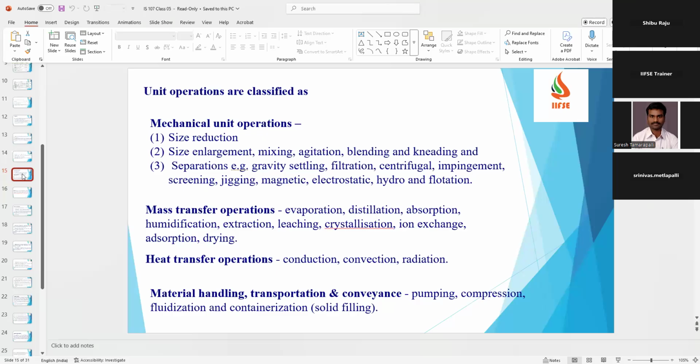With respect to heat transfer operations: conduction, convection, radiation. The conduction happens through direct metal contact from one end to the other end. Convection happens basically in liquids, and radiation happens through air. Then material handling and transportation, so pumping or compression, fluidization or concentration, which is nothing but solid filling.